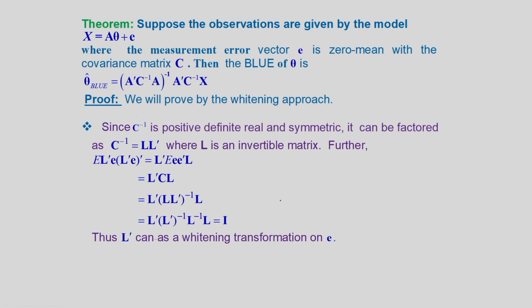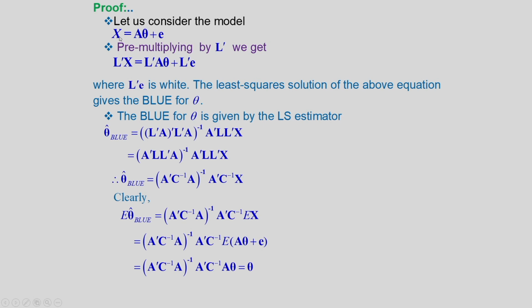Thus, L transpose can act as a whitening transformation on E. So, what we have seen is that the transformation L transpose E is white. Now, let us consider the model x equal to A theta plus E. Therefore, L transpose x will be equal to L transpose A theta plus L transpose E, where L transpose E is white.